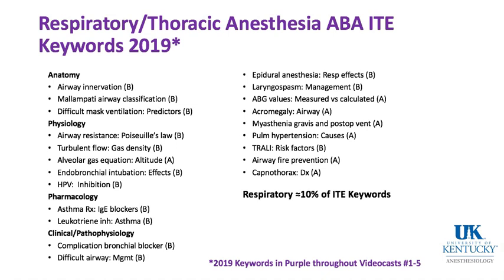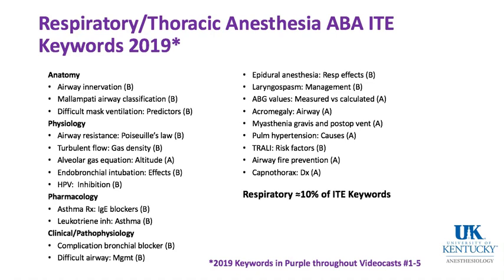And under physiology, things like airway resistance and gas density and alveolar gas equation. What happens when you intubate a bronchus rather than the trachea? Hypoxic pulmonary vasoconstriction and the things that inhibit it. The pharmacology of the airway, specifically focusing on drugs that block IgE and leukotrienes. And then some clinical and pathophysiologic concepts, including complications of bronchial blockers, epidural anesthesia and its respiratory effects, laryngospasm, arterial blood gas values, which are measured versus which are calculated.